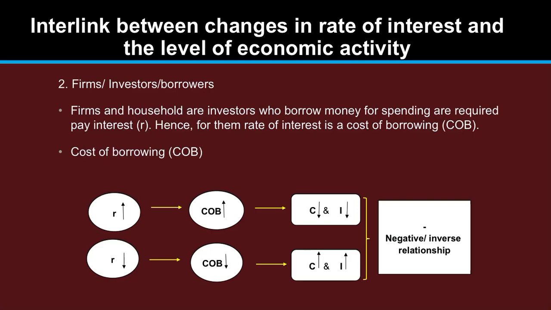Therefore, there's a negative relationship between the rate of interest and consumption and investment. Therefore, aggregate demand will be falling and the level of economic activity will also drop. The other way around, when the interest rate decreases, the cost of borrowing decreases, which stimulates consumption and investment in an economy. This will increase aggregate demand as well as the level of economic activity.